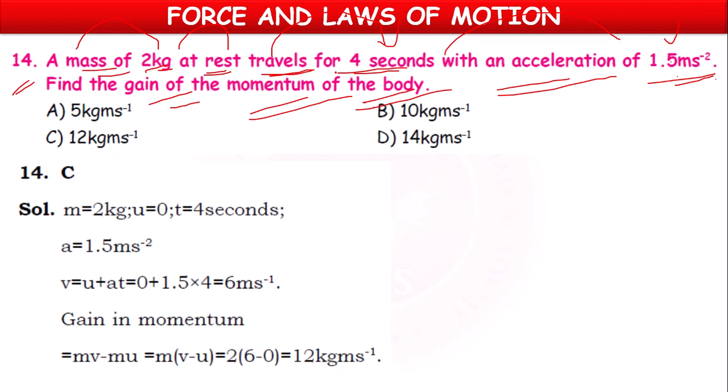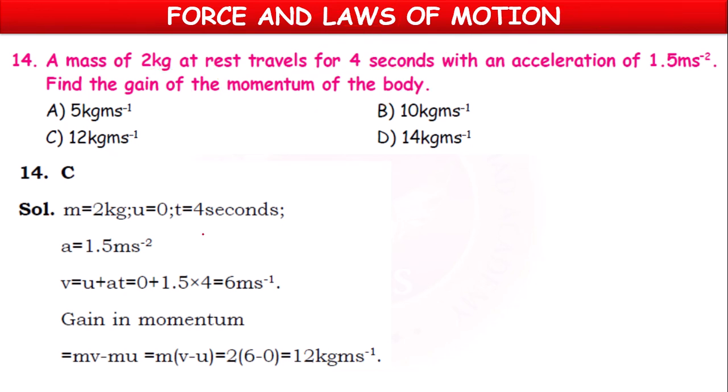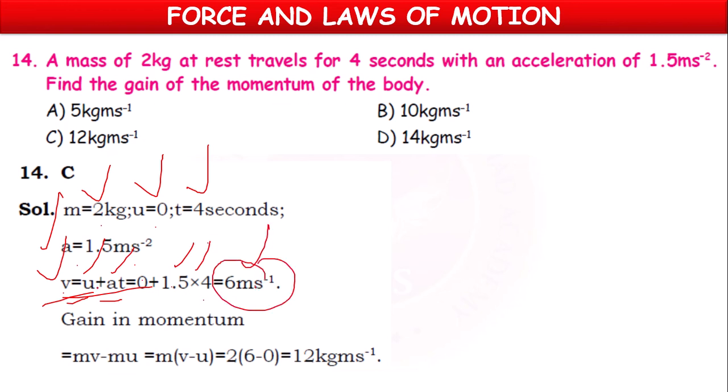Before the movement, it is at rest, so initial momentum will be 0, but after 4 seconds, after moving with some acceleration, it will gain some momentum. That momentum we have to find out. So mass 2 kg, initial velocity 0, time 4 seconds, acceleration 1.5 meter per second square. Then we have the formula for final velocity, v equal to u plus at, 0 plus 1.5 into 4, 6 meter per second. This is the final velocity.